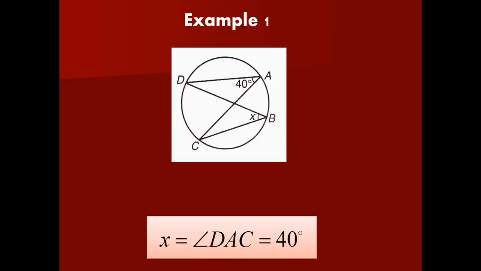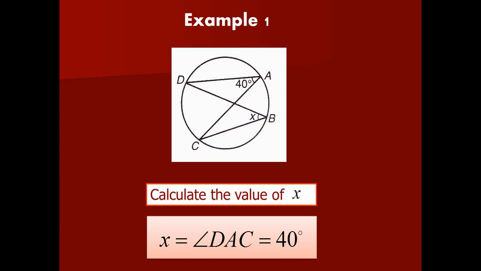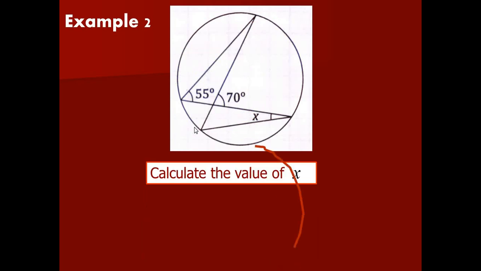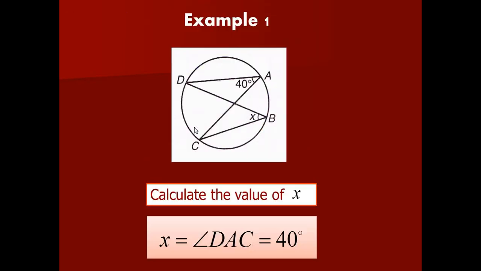Next we go to the examples. Example 1. Angle DAC and DBC, they are using the same arc DC, right? So angle X is equal to 40 degrees.